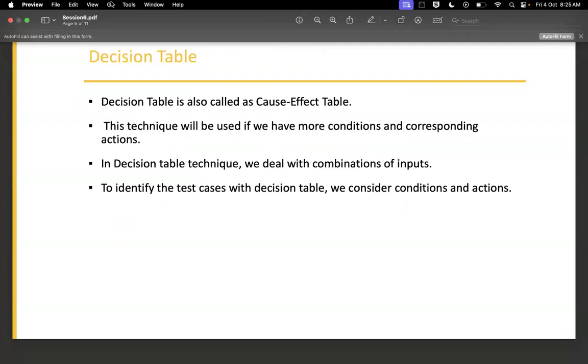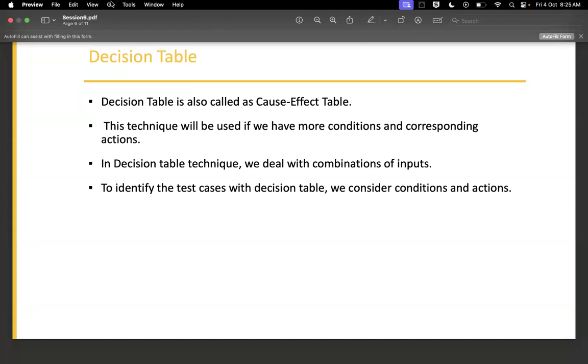Next is decision table, guys. Decision table is also called cause effect diagram, cause effect table. It is also called fishbone diagram. It is also called Ishikawa diagram, guys. When you search for Ishikawa, you will get a fishbone structure. That's the reason this is also called fishbone diagram.